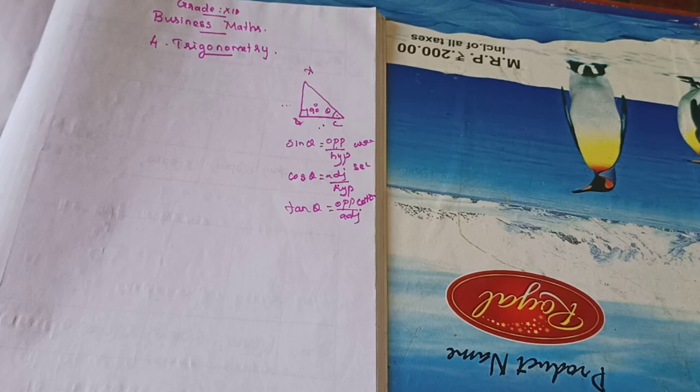Okay, each and everything is reciprocal to each other. That's all. Sin is reciprocal to cosec, cosec to sin, cos to sec, sec to cos, tan to cot, cot to tan. That's all. Understand? Have you all learned?